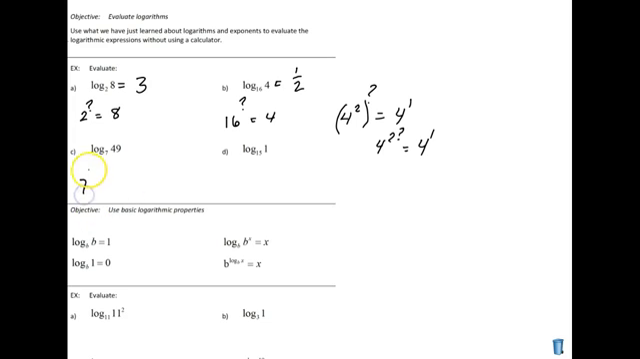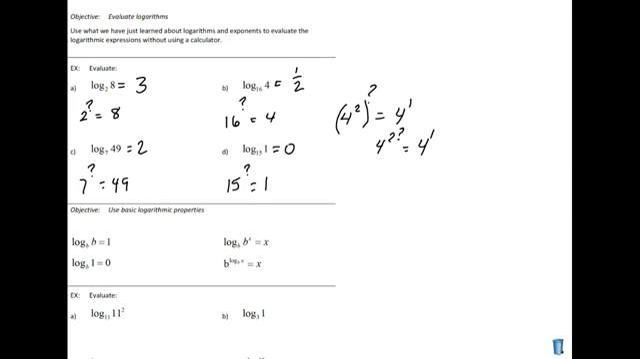Similarly here, 7 to the what power equals 49. We know that this is 2. And on this last one, 15 to the what power equals 1. Well, how do we get 1? That's right, anything to the 0 power is 1, so this is 0.